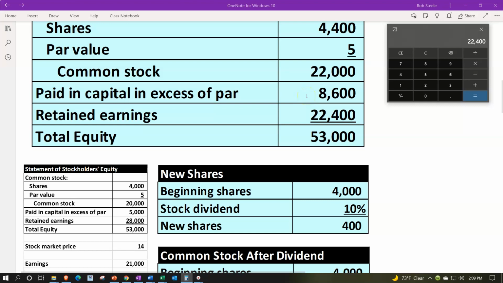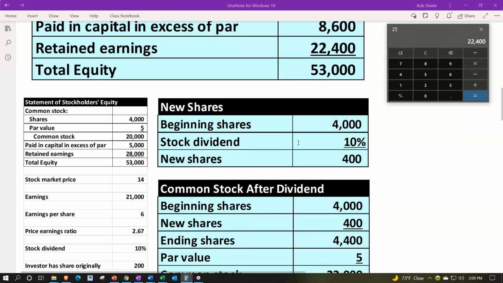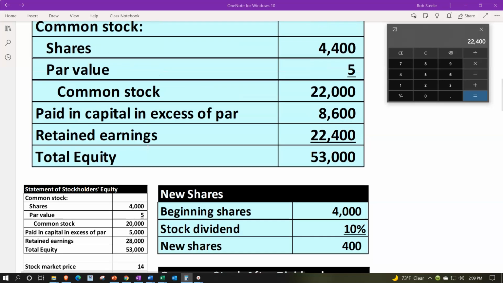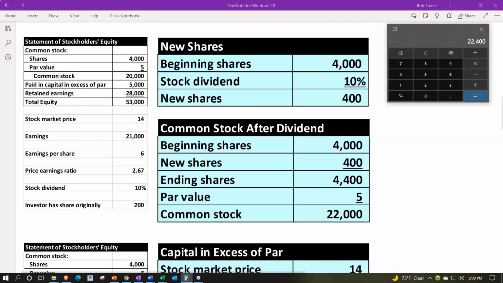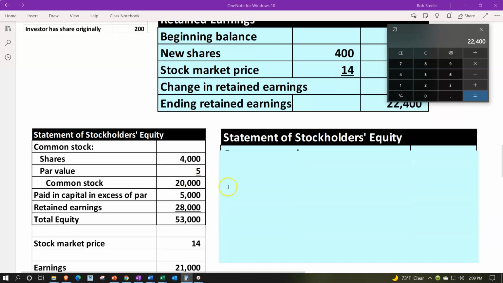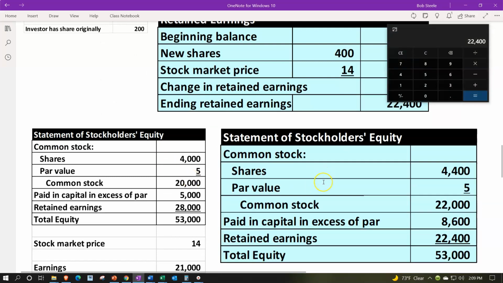14 minus the par value times the new shares of the $400. That gets us to the end result of the 53,000, same number we had before we did this whole stock dividend process, but there is a change to each component, as we see here, of the equity sections that we have shown.